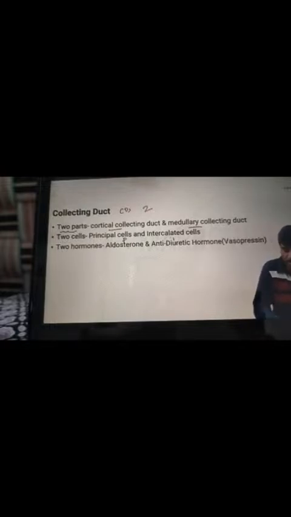So that is the apparatus. Now, from the DCT, eventually the fluid will finally move into our collecting duct. Collecting duct is totally about 2. Simple mnemonic, 2. What is 2 here, sir? First and foremost, there are 2 parts of the collecting duct: cortical collecting and medullary collecting. There are 2 important cells you see here, principal cells and intercalated cells. They are the site of action of 2 important hormones, aldosterone and vasopressin, particularly on the principal cells.